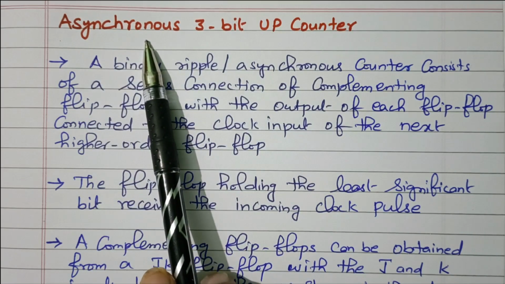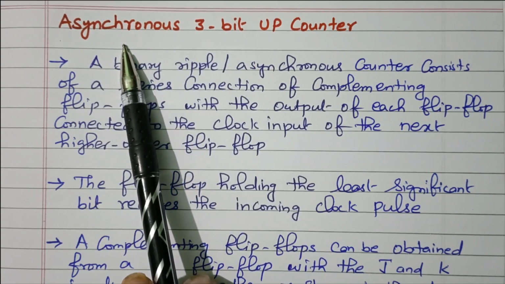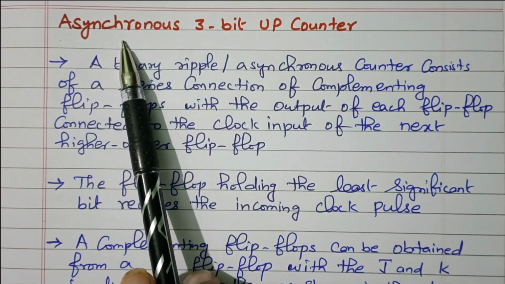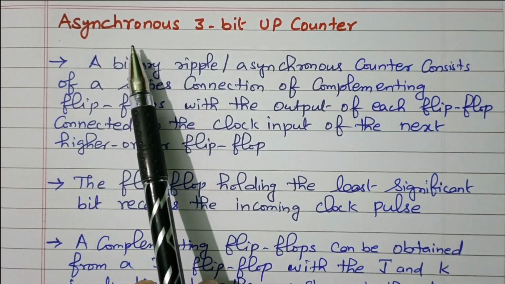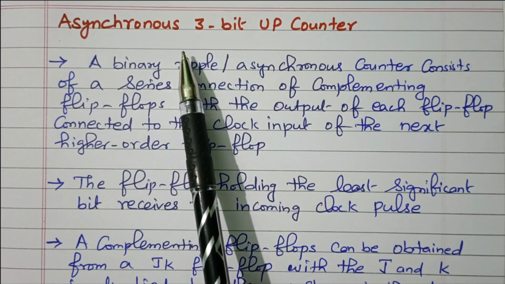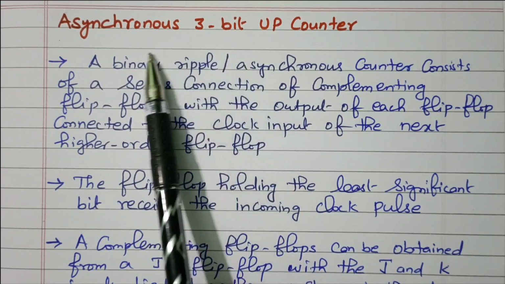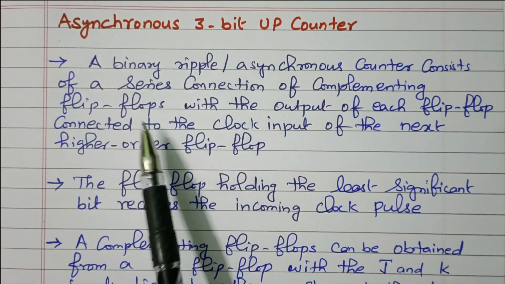There are 2 types available, synchronous and asynchronous. Synchronous counter means all the flip-flops receive the same clock pulse. Asynchronous counter means the first flip-flop receives the clock pulse. For the second flip-flop, the clock pulse is the output of the first flip-flop. Then the output of the second flip-flop is connected to the third flip-flop, and like that it will go. The operation is not synchronized, so it is called asynchronous. Now we'll see the detail.